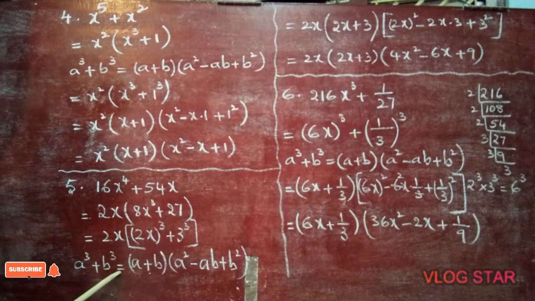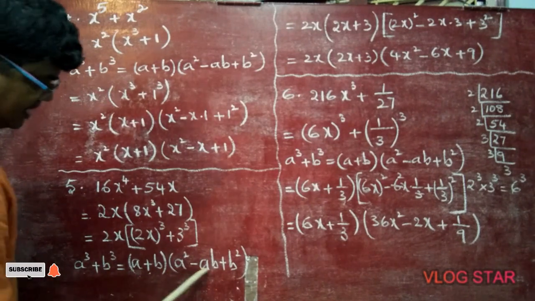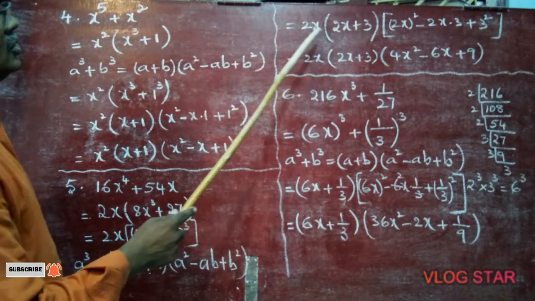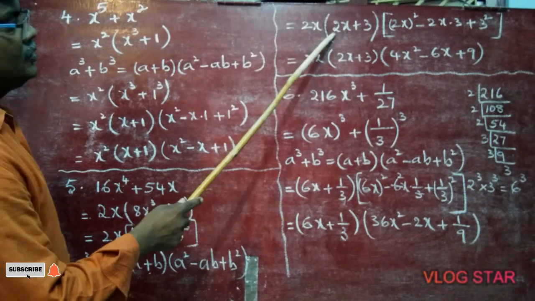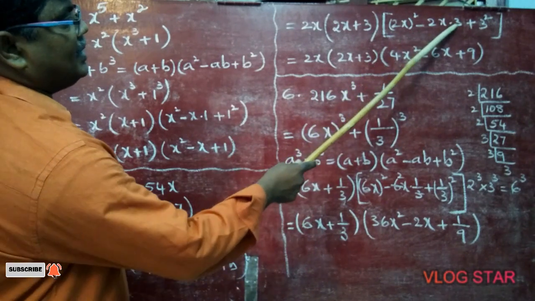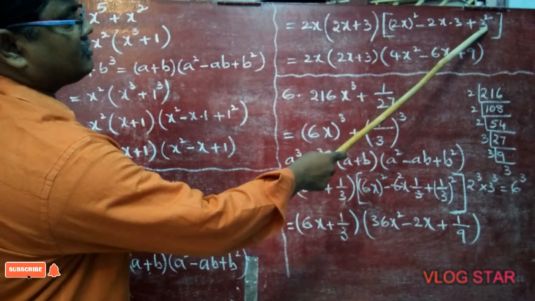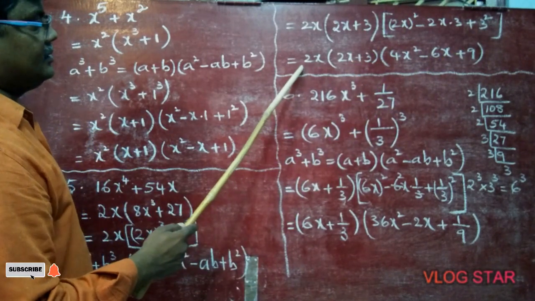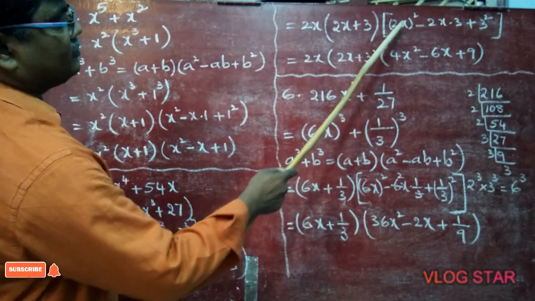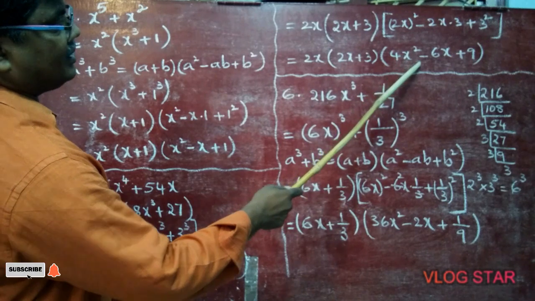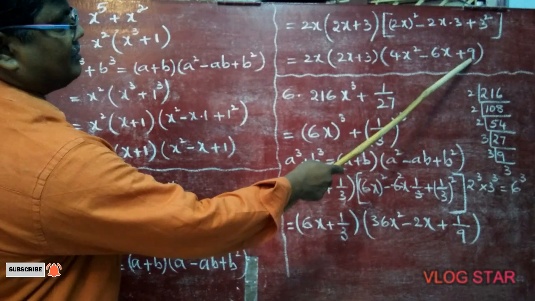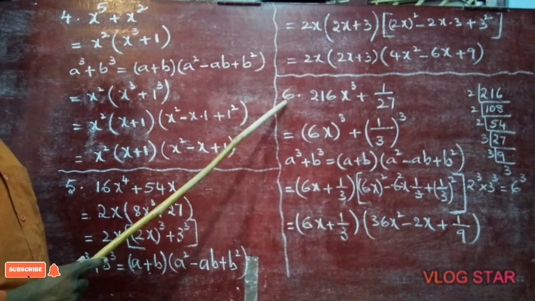A cube plus b cube is equal to a plus b into a square minus ab plus b square. In the place of a, 2x is there. In the place of b, 3 is there. So 2x we have taken common, that 2x into 2x plus 3 into 2x whole square minus 2x into 3 plus 3 square. Now simplify it. 2x into 2x plus 3 into 4x square, minus 2 3s are 6x, plus 3 square means 9. This is the final answer. Coming to the sixth problem.